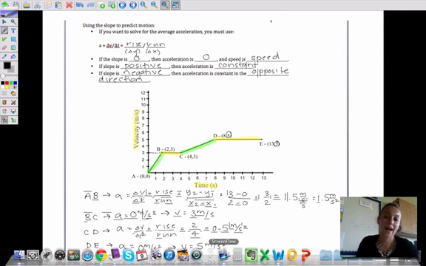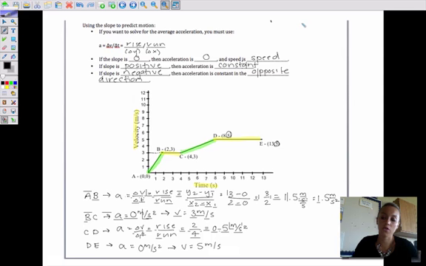So with that, that's what we're going to need to know for velocity versus time graphs. So the first expectation, knowing what the shapes mean. Second expectation is knowing how to analyze a graph conceptually, or what's going on. And the third expectation is to calculate the slope, meaning you're going to calculate acceleration using a graph.